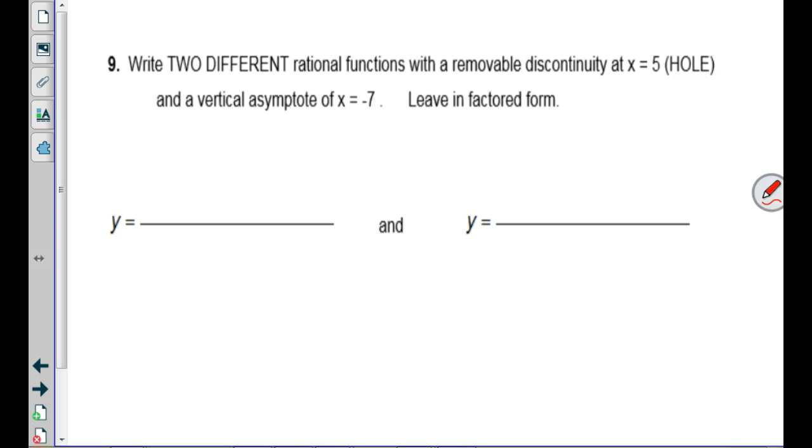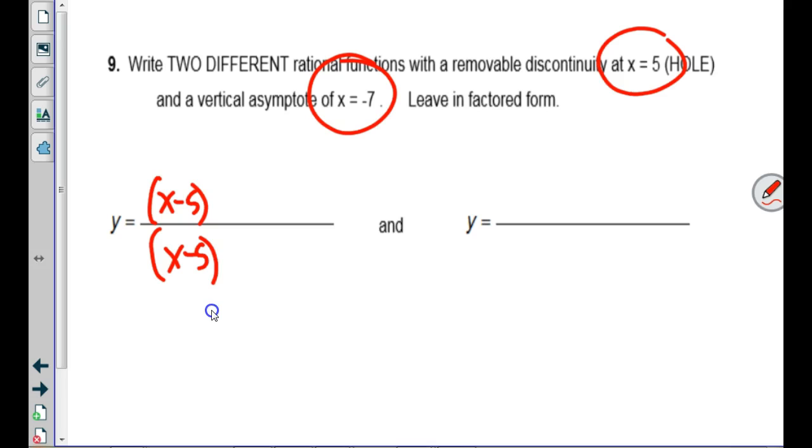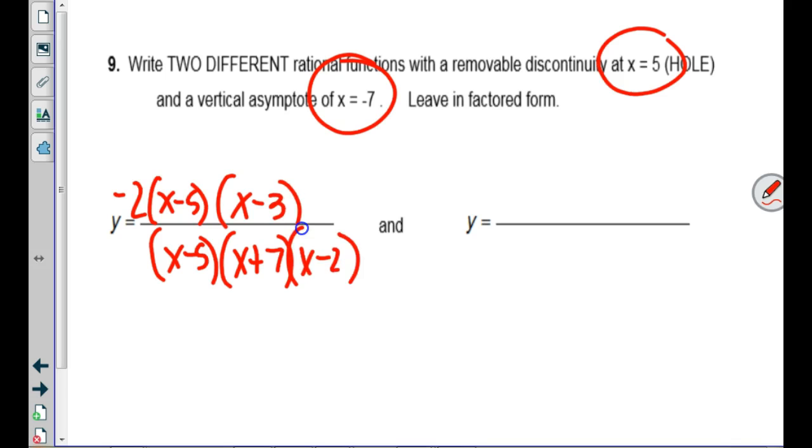We didn't do one of these. How would you make up an equation that had a hole at 5? Okay. And a vertical asymptote at -7 in the denominator, right? Now, that's a fine answer. Or you could throw on anything else you wanted for fun. You could put a -2, an x minus 3, another x minus 2. Do you understand what I'm saying? All it has to have is those things. It can have more things going on, but you just had to have at least those two.